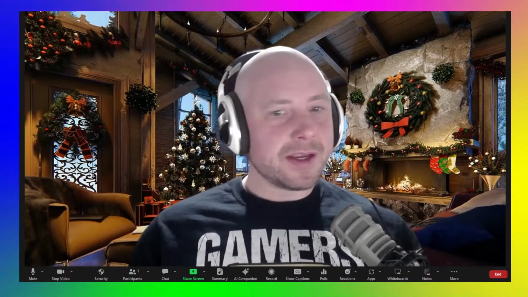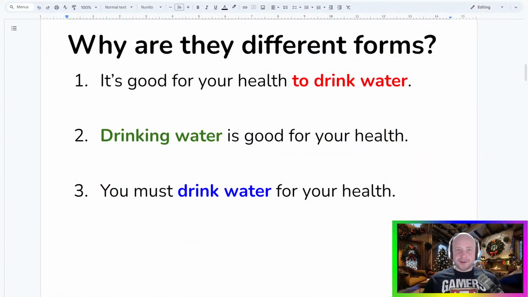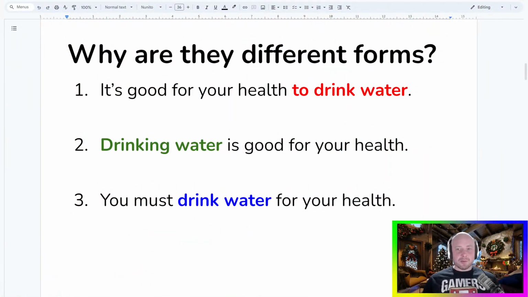Why are they different forms? Let's have a look at the verb drink water. So why are they different forms? It's good for your health to drink water. Drinking water is good for your health. You must drink water for your health. I'll say that again. It's good for your health to drink water. Drinking water is good for your health. You must drink water for your health.